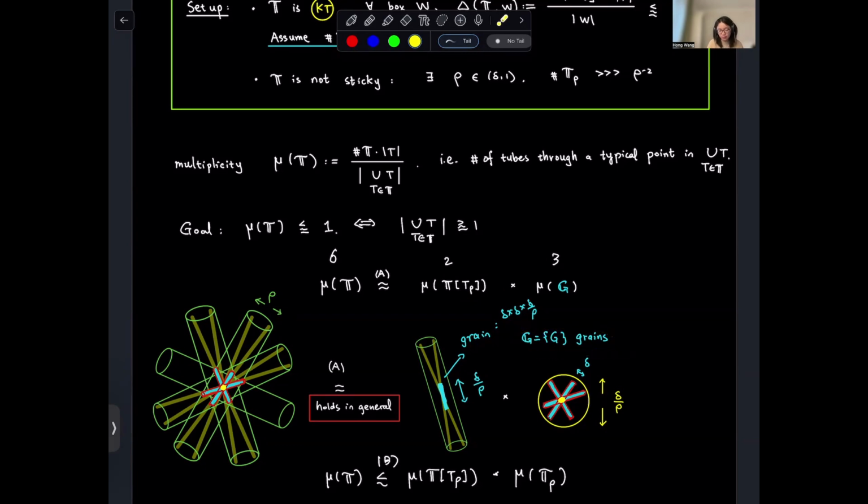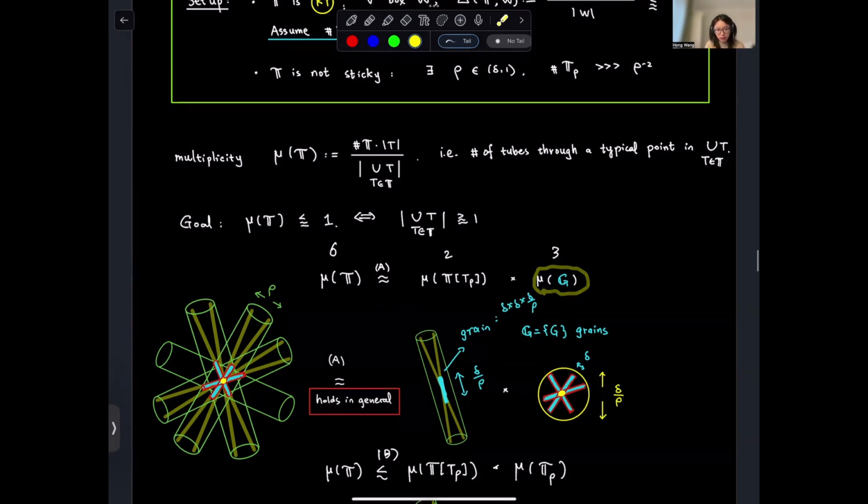Then we decompose the multiplicity of tubes into the multiplicity of thin tubes inside a thick tube and the multiplicity of grains. In this picture, you can see that there are about 3 grains passing through this yellow point. We indeed have this decomposition. After pigeonholing, this is an essentially sharp estimate. So now the challenge becomes how to study the multiplicity of grains.